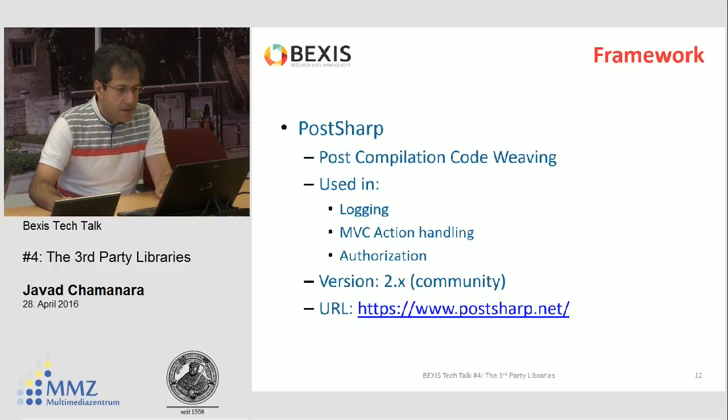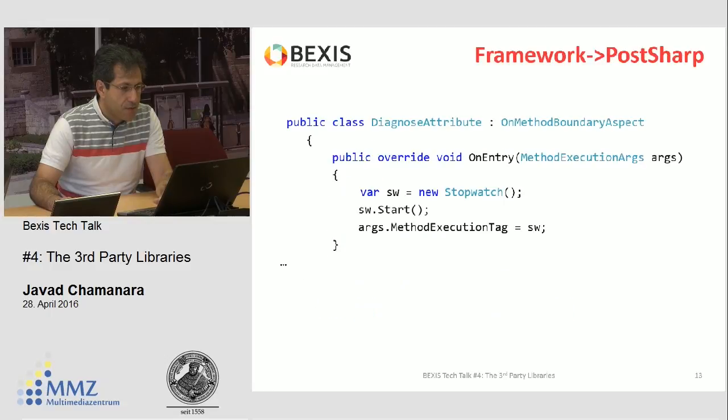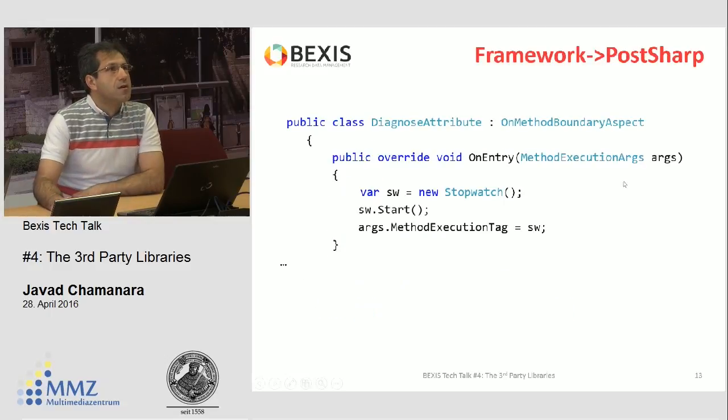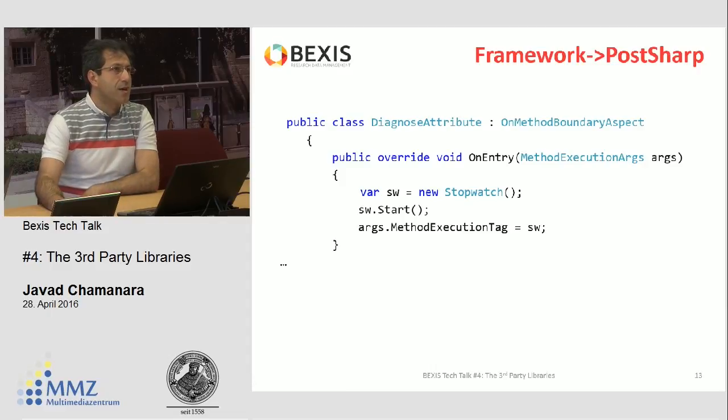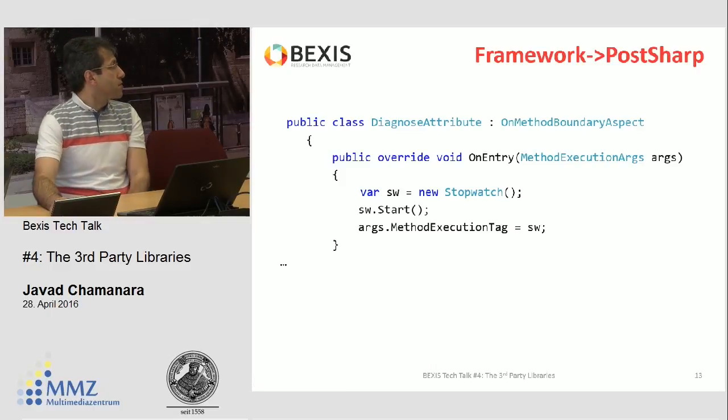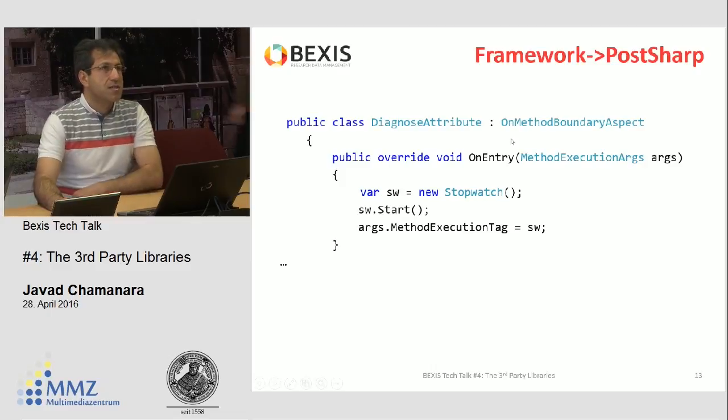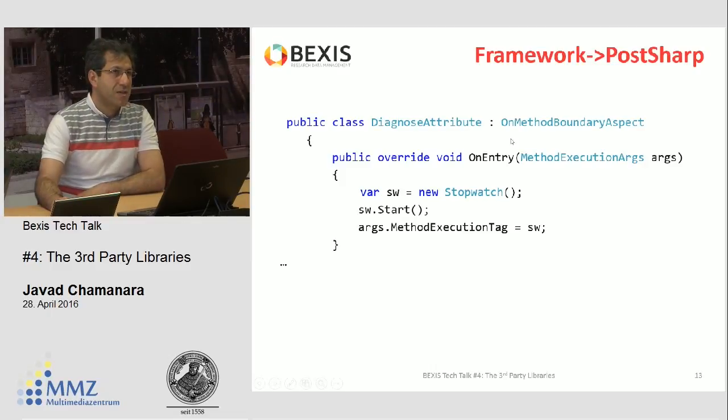As an example of using PostSharp, see here we have a diagnose attribute that is actually a performance and debugging tag that we apply on some of our functions to monitor their behavior, which is using the on-method boundary aspect in PostSharp.